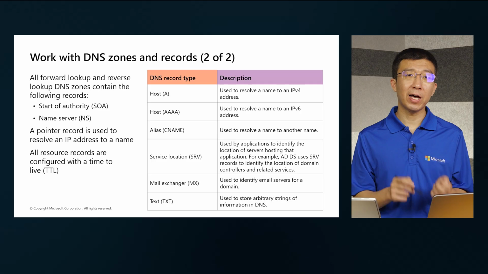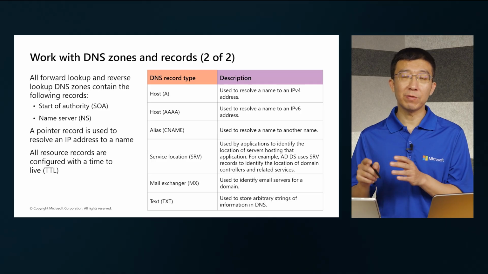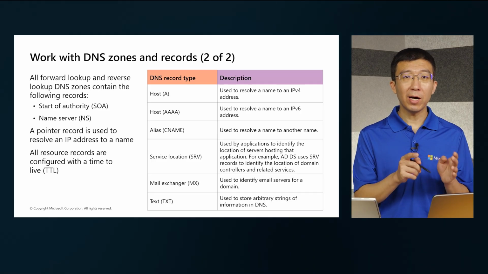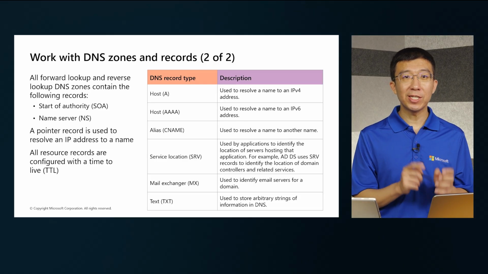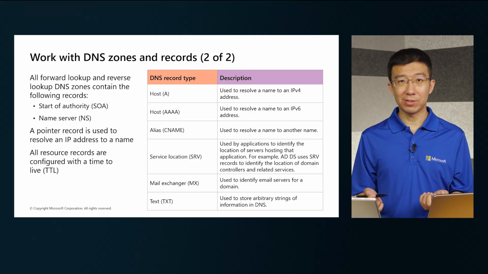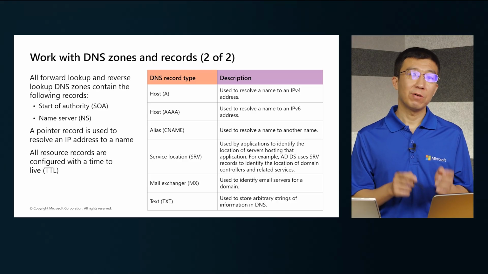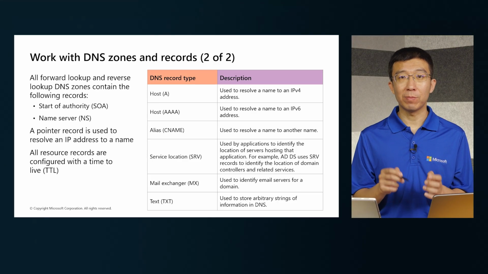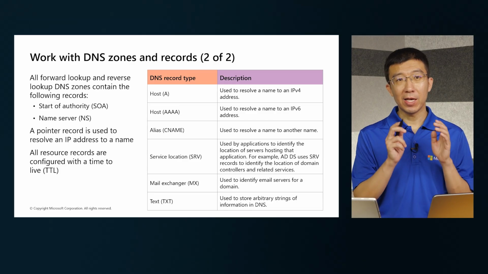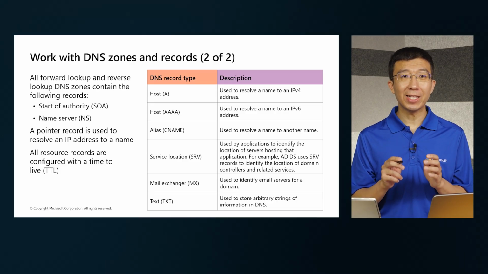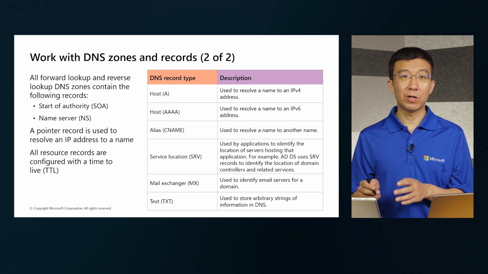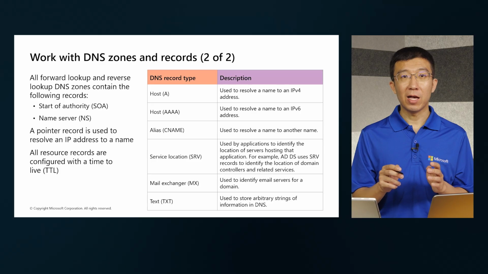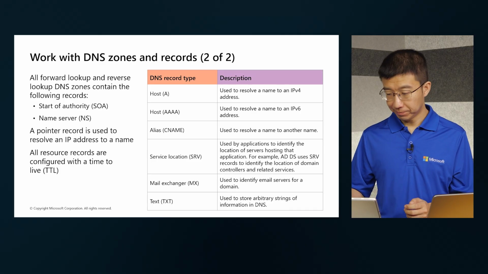Common DNS record types include A records for IPv4 addresses, AAAA records for IPv6 addresses, CNAME records for aliases, SRV records for locating services like domain controllers, MX records for email servers, and lastly, TXT records for storing arbitrary information.